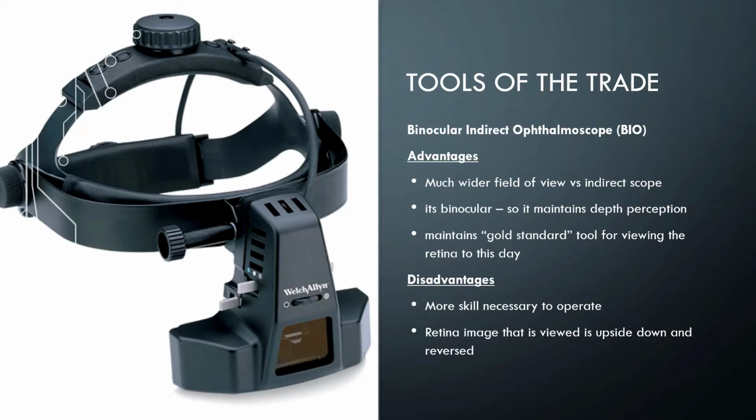So the next tool that we use is what's called a binocular indirect ophthalmoscope. So it's binocular, which is an advantage because you can see depth. To diagnose some things in the retina, you need to know if there's a thickening of the tissue or something along those lines. It's got a much wider field of view versus a direct scope. It's binocular, like we said, and it remains the gold standard tool for viewing the retina to this day.